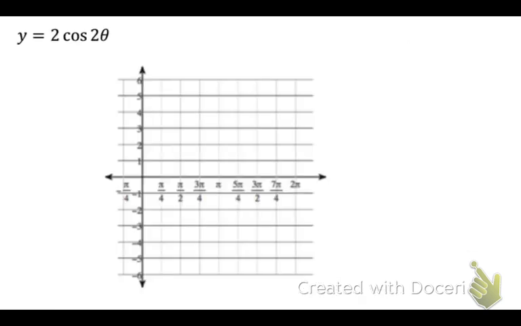Now let's do the other side. So high, low, and then there is that cosine graph. Okay, let's look at this one: 2 cosine of 2 theta. So A equals 2, B equals 2. That means my amplitude is 2. My period is 2 pi over 2, which is pi.